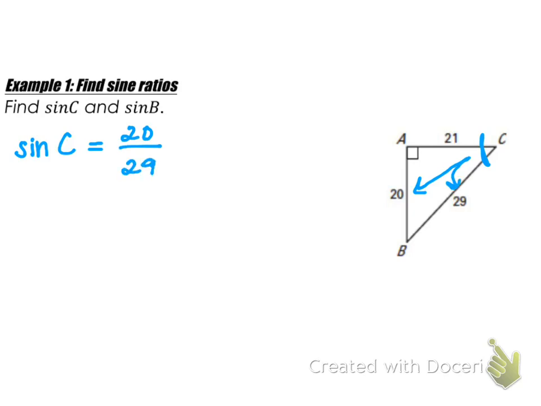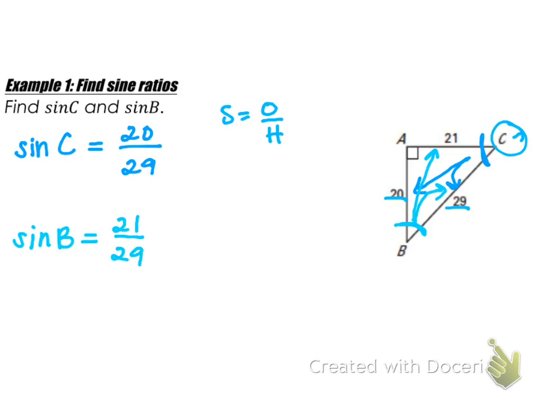So example 1, I want to find the sine of C and the sine of B. For the sine of C, I look at that angle to start, and because it's sine, that is going to be opposite over hypotenuse. So I look for the side opposite C, which is 20. And the hypotenuse is 29, so that's how I get my ratio there. The next one I want to look at is the sine of B, which is still opposite over hypotenuse. But now I'm looking at angle B. I look at the side opposite and my hypotenuse, and create that ratio.